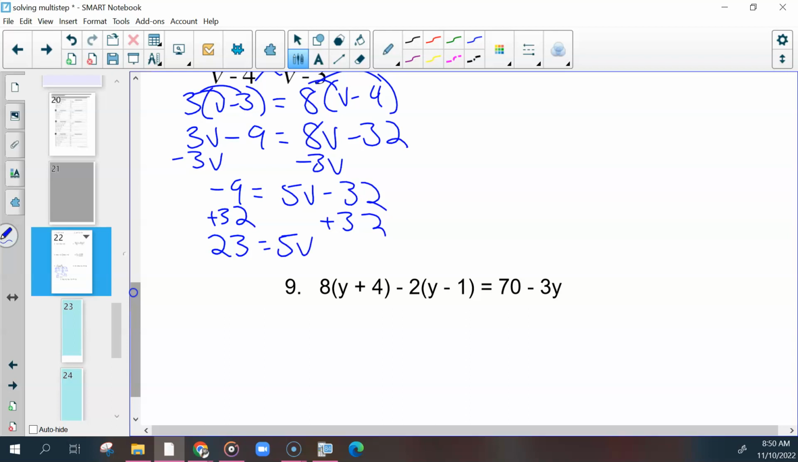And then sometimes you will get decimals or fractions as your answer. If it is a nice fraction or decimal, you can leave it as a decimal. If it's a repeating decimal, just leave it as a fraction. But if you got 23 over 5, or what was it, 4.6, that was correct. Do we have any questions on that one?